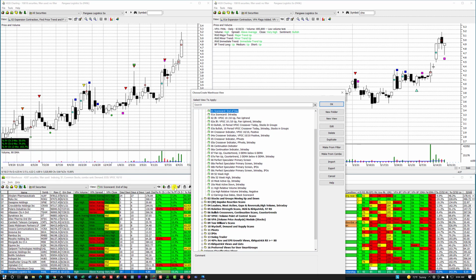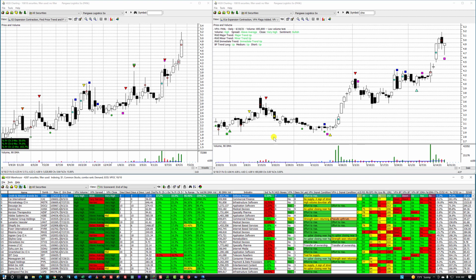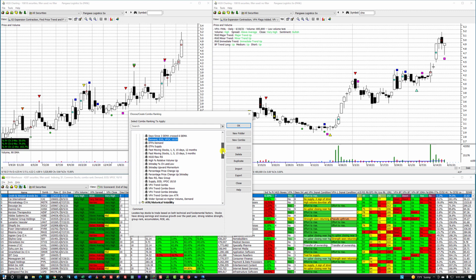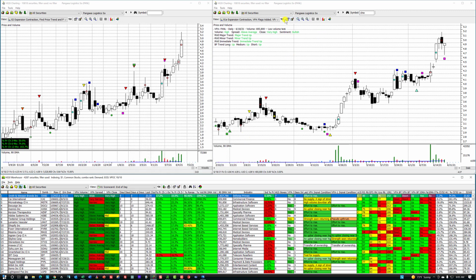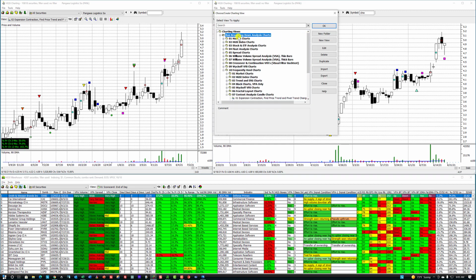Click on choose create view on the warehouse, select Ron Brown, and click on delete. Do the same thing for the combo rankings. I haven't changed the combos, but I like to delete everything and make sure everything is connected. Click on delete. And then the charts, I don't remember if I made any modifications this week or not, but it never hurts to click on the choose create view, click on my name, then select delete.